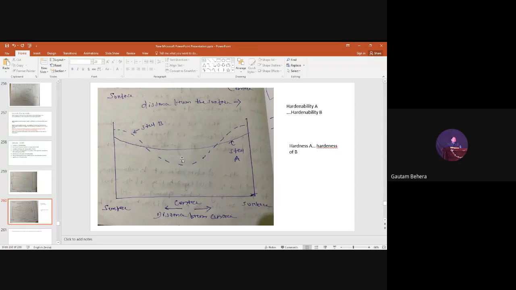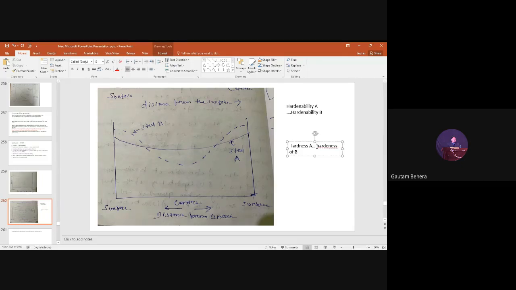So I have two types of steel here. We have steel A. This is the curve for steel A, the hardness curve, and this is steel B, the hardness curve for steel B is like this. So can you tell me, by looking at this graph, which steel is having maximum hardness? Steel A or steel B?